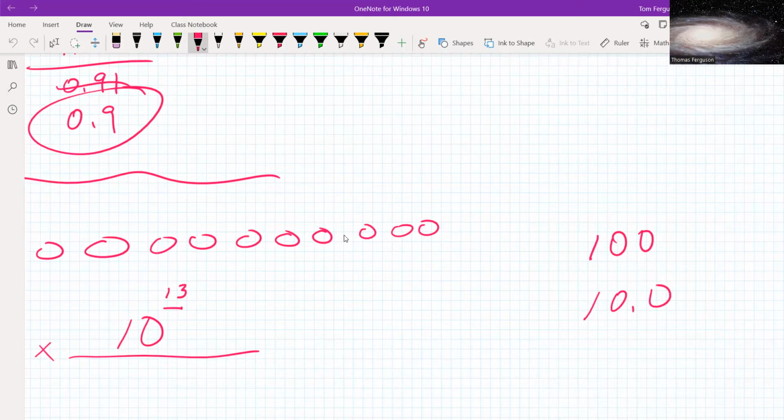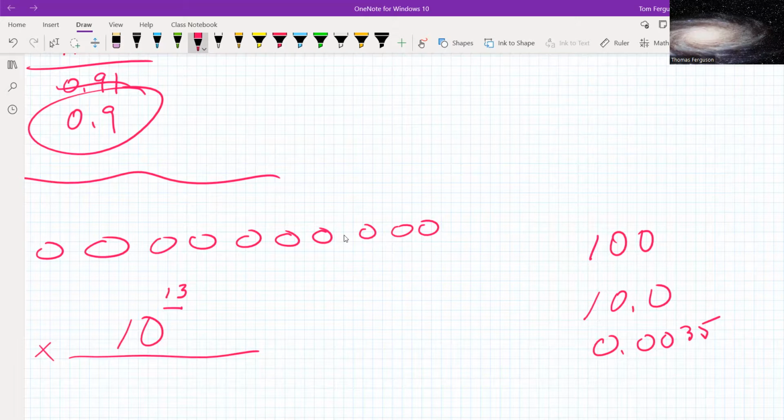No, not in front. Only the zeros at the end. The zeros in the front never count. We have 0.0035. This is 2 sig figs. Zeros in the front never count.